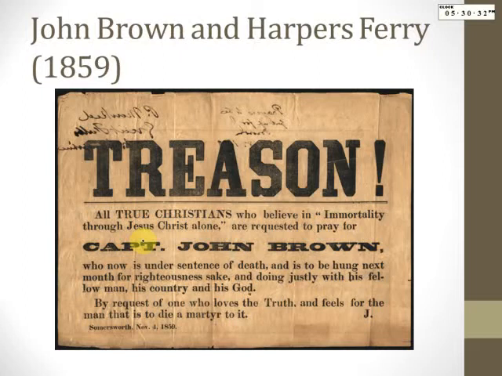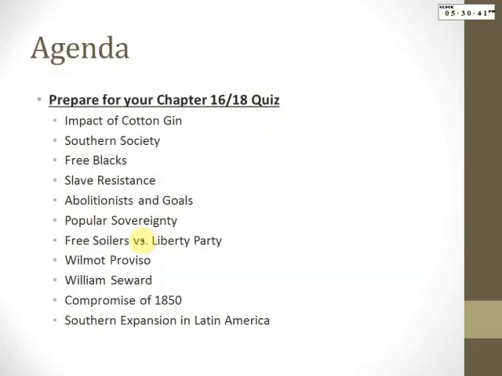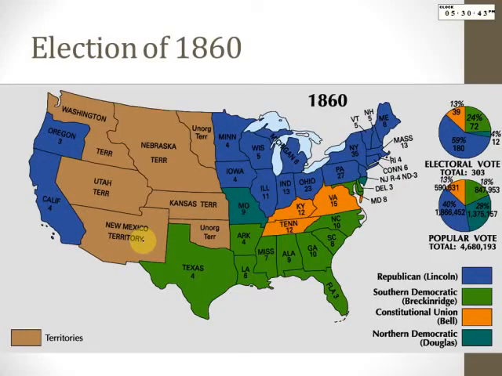Election of 1860. Here's where Lincoln runs. And Lincoln, he wins. But he wins despite what? What were the oddities of this election? The election of 1860. Yeah, no one in the South voted. Literally, no one in the South voted for him. And did he still win?